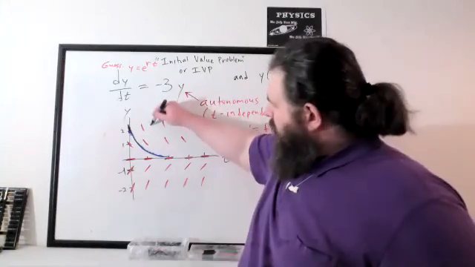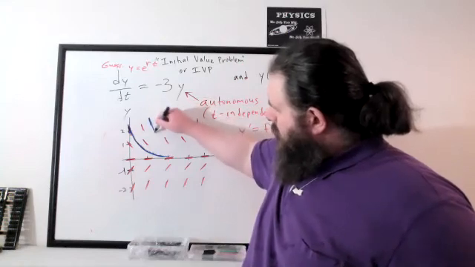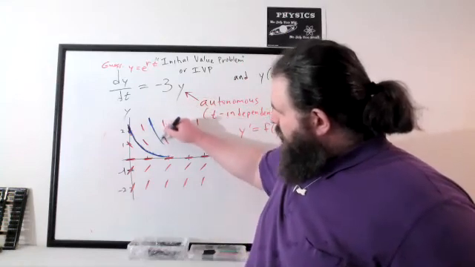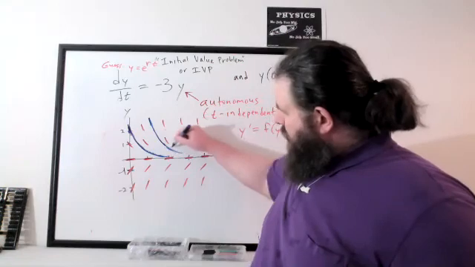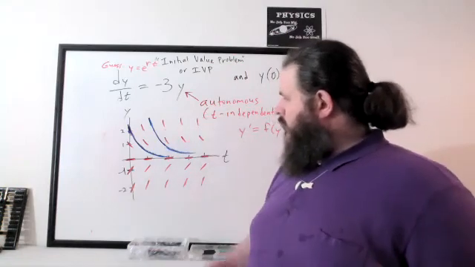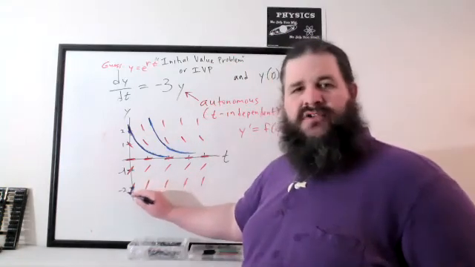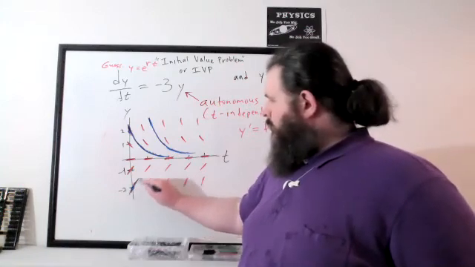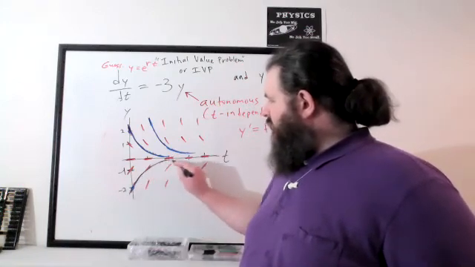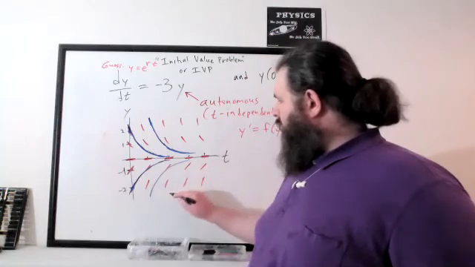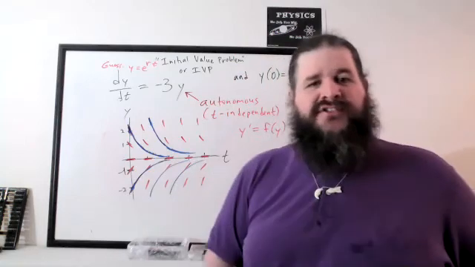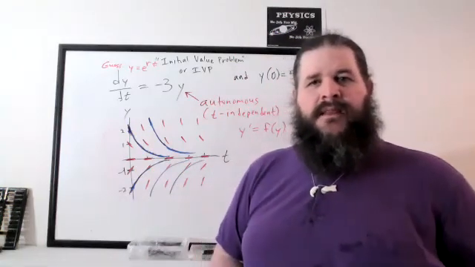Or if we start here, we've got a steep downward slope. As we go further down, it gets less steep and less steep. Or if we start down here, we've got a steep positive slope. But then we get to a less steep region and less steep. So we're going to get solutions that look like this, paralleling the direction field arrows as much as possible.